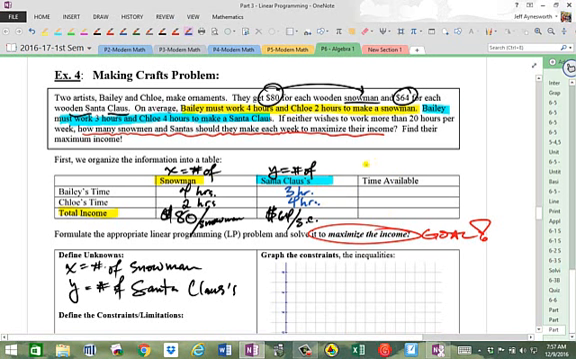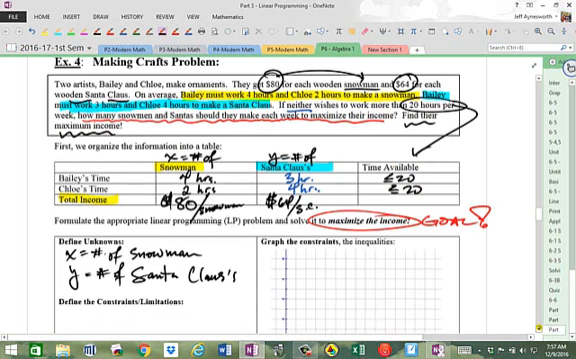Now, what's the time available? Well, if neither wishes to work more than, okay, the word neither is important, more than 20 hours, that means 20 hours or less. Okay, they do not want to work more than 20 hours. So that means the available time right here is less than or equal to 20 for each. It says neither wants to work more than. So if you don't want to work more than, then you want to work 20 or less. So make sure you use the inequalities properly right there. Find their maximum income. How many should they make of each to maximize their income? There is the goal.